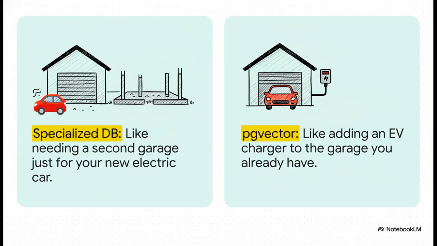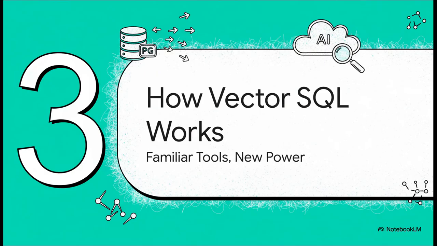You know, this analogy just hits the nail on the head. Using a separate vector database is like building a whole new garage just for your new electric car. It's overkill. But pgvector, that's like just installing an EV charger in the garage you already own. It's integrated, it's efficient, and everything is managed in one single place. Okay, so the concept is simple, it's powerful, I get it. But how does it actually work? Like, how do you use this thing with the SQL you already know and write every day? Well, let's look at the 3 key ingredients that make it all possible.